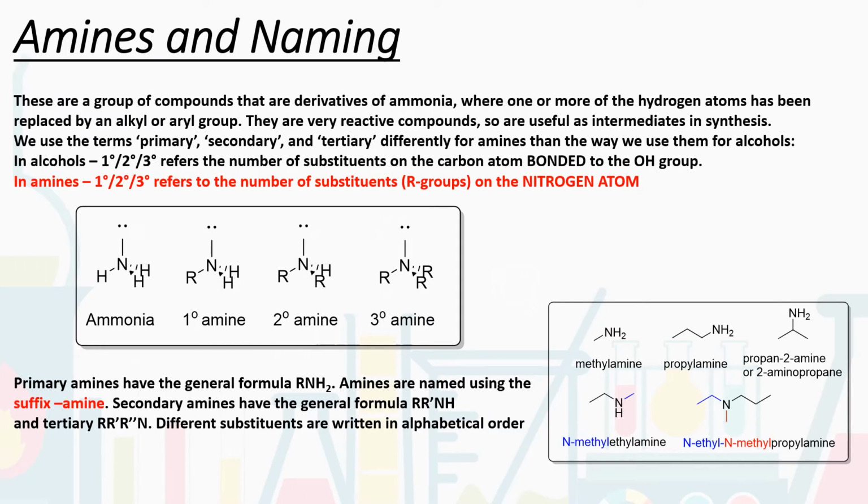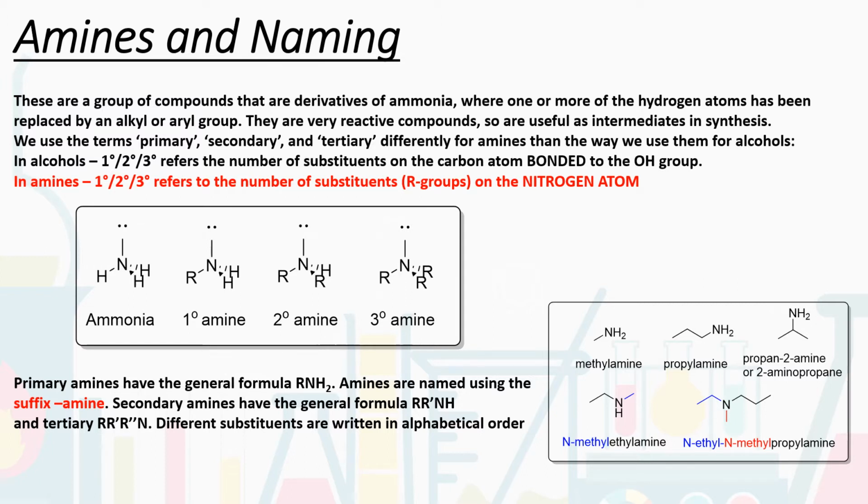So amines are a group of compounds that are derivatives of ammonia. Remember that ammonia is NH3. And it's where we've taken this ammonia and we've replaced one or more of the hydrogen atoms by an alkyl or an aryl group. And they're very reactive compounds and they're very useful as intermediates in synthesis. They're very useful for making lots of other compounds.